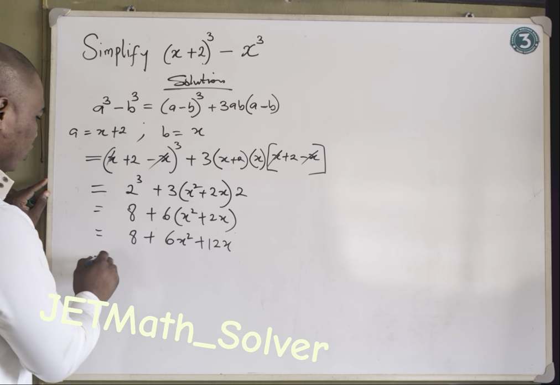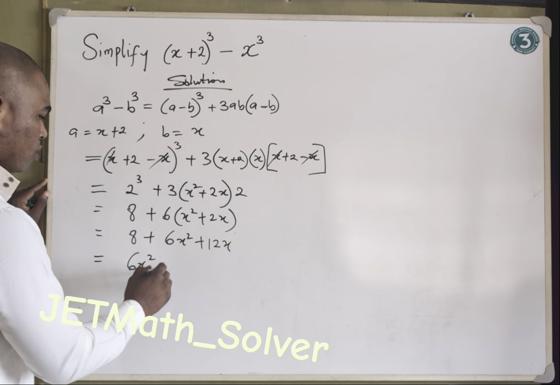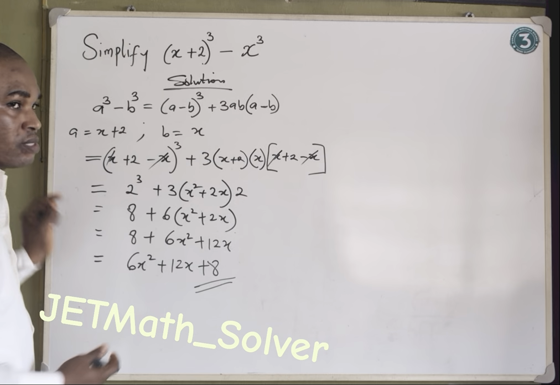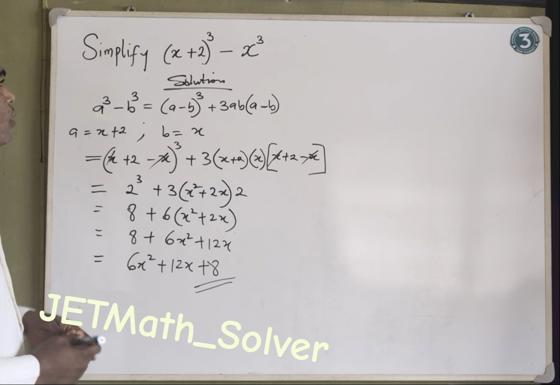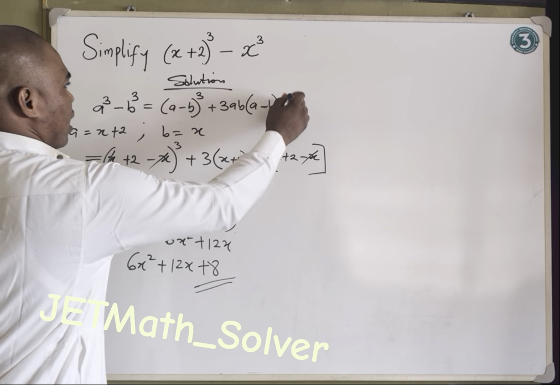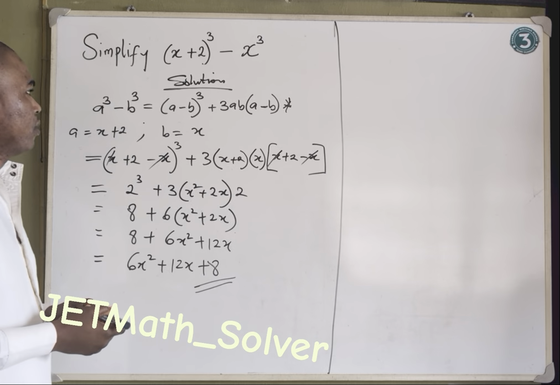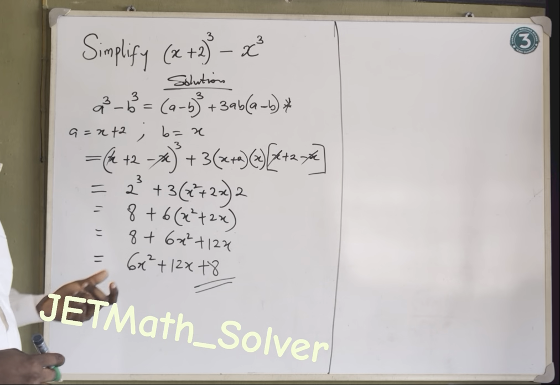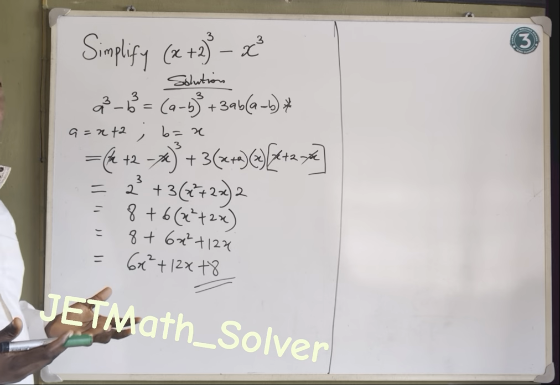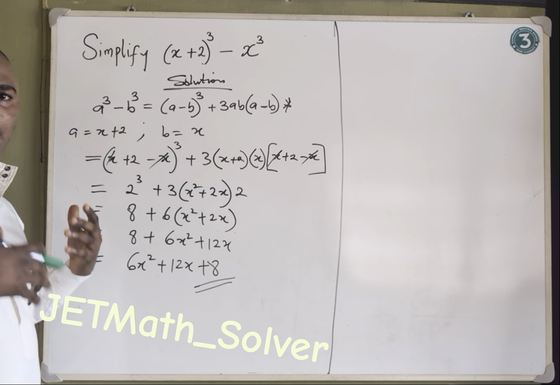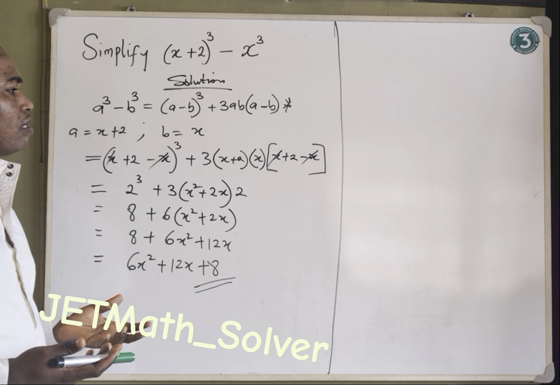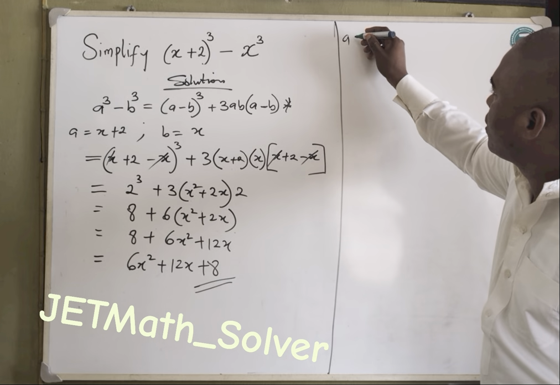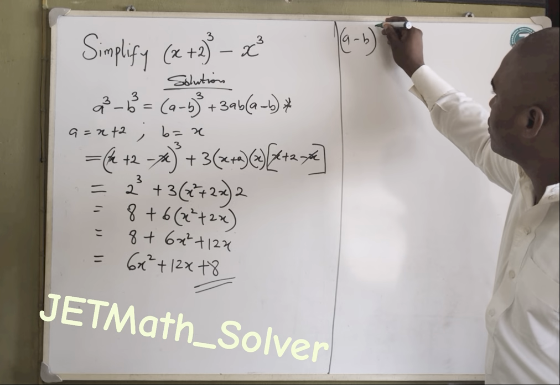Now let me write it very well. This is a quadratic: 6x² + 12x + 8. Now I'll simplify this. Now let me show you how I got this. The bone of contention of this difference of two cubes is expanding a basic binomial. And what do you understand by a basic binomial? That is, we have this (a − b)³.